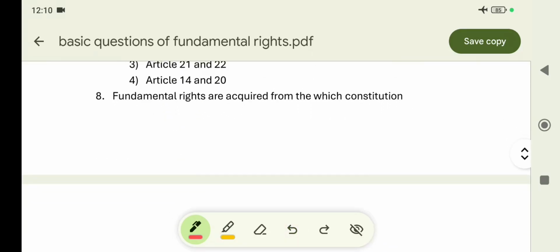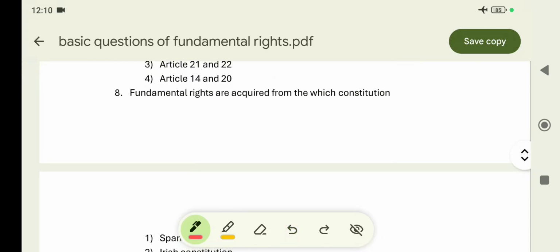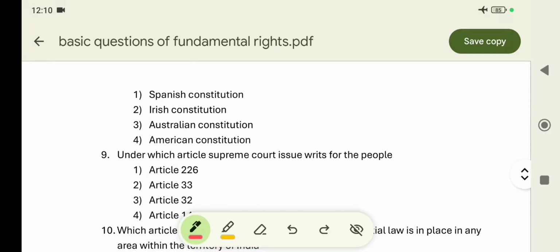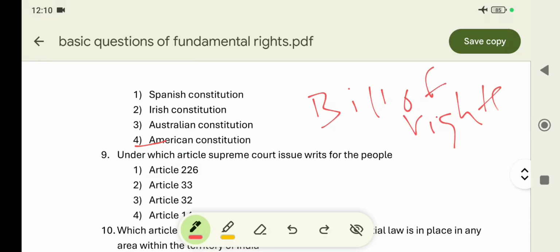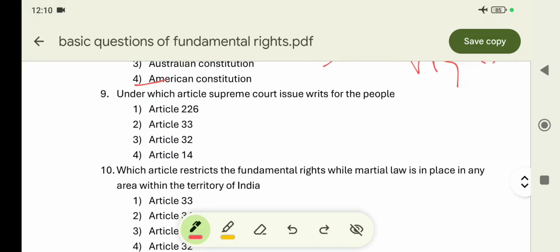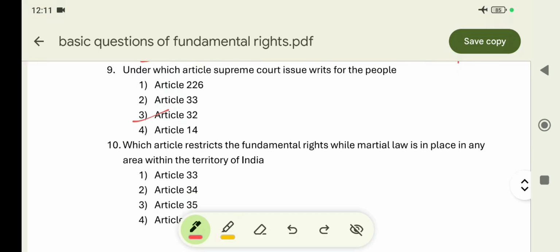Next, fundamental rights are acquired from which constitution? It is acquired from the American Constitution through the Bill of Rights. Next, ninth question. Under which article does the Supreme Court issue writs for the people? Under Article 32, the Supreme Court issues writs like prohibition, certiorari, mandamus, quo warranto, and habeas corpus. Under Article 226, writs are issued by the High Courts.